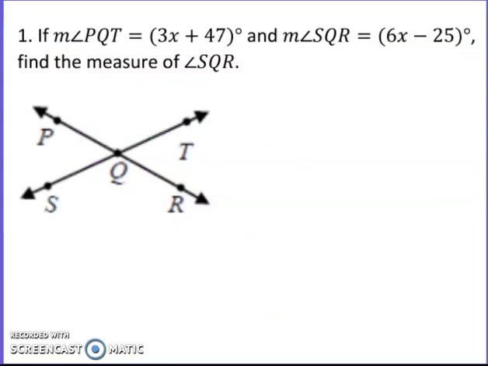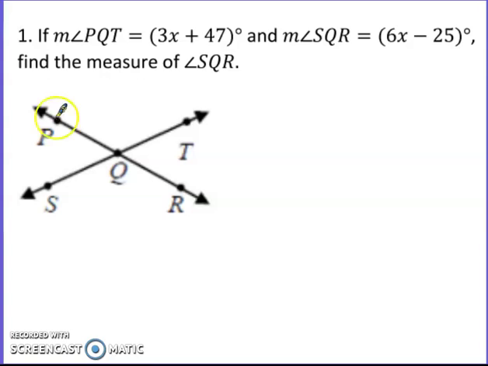Alright, if the measure of angle PQT is equal to 3x plus 47 and the measure of angle SQR is equal to 6x minus 25, find the measure of SQR. The big thing with these, I want you to draw the picture and I want you to fill in what you know. Do not just do this in your head, because then if you picture it wrong, you're going to end up solving it wrong. And if you solve it wrong, well, we all know then your answer is wrong.